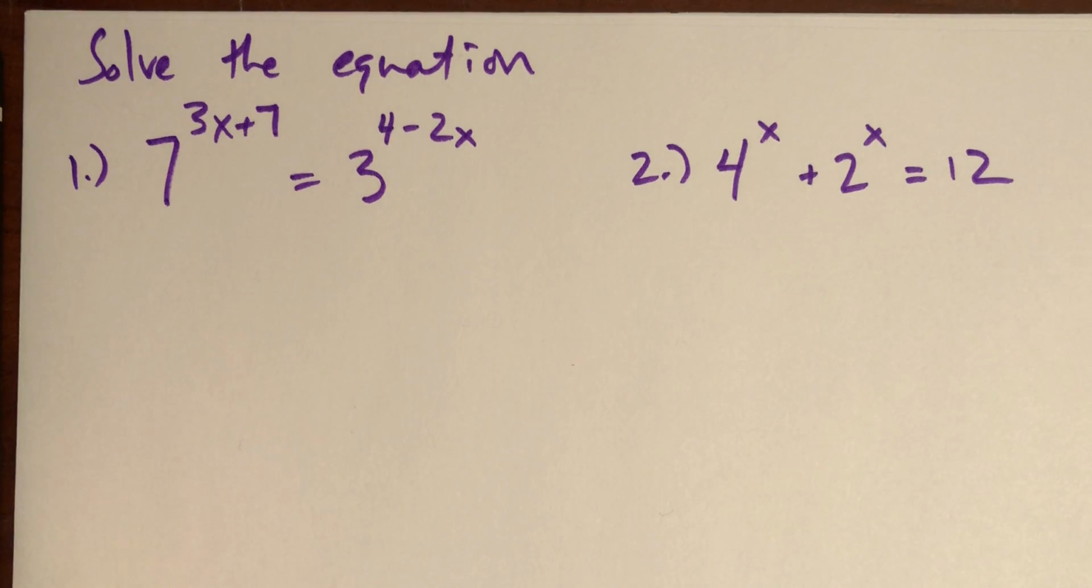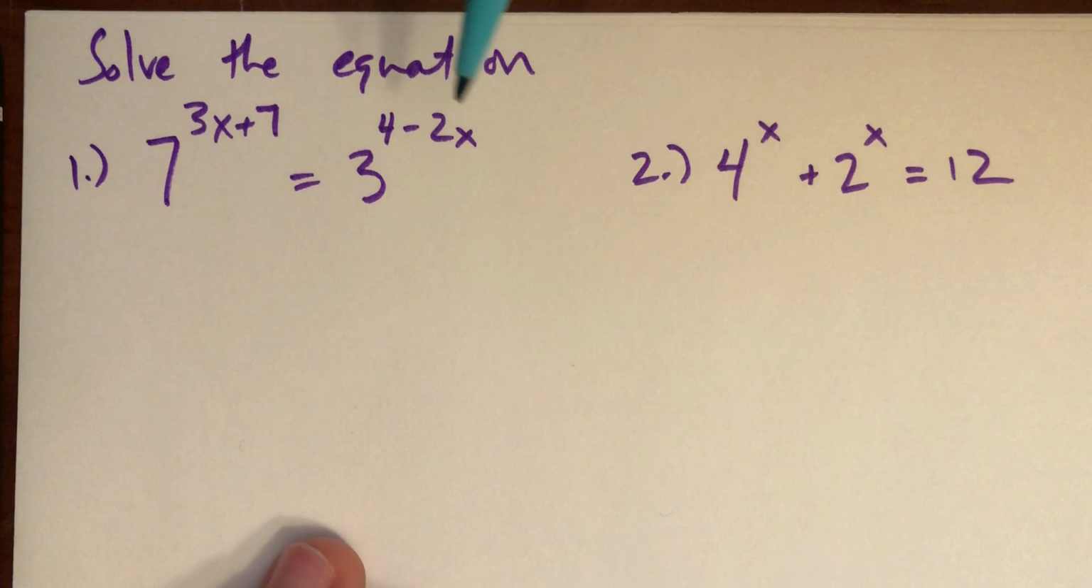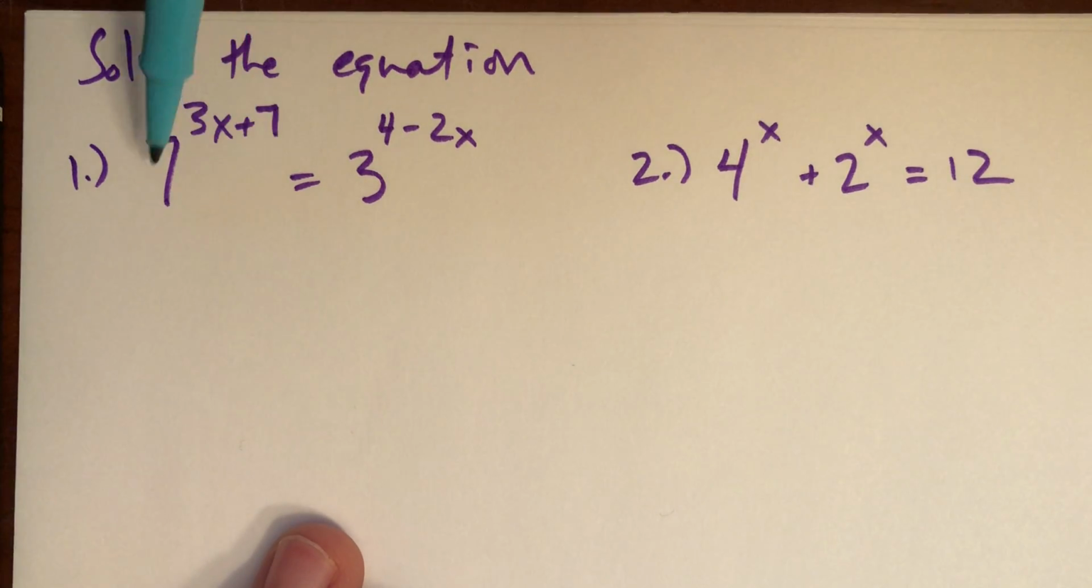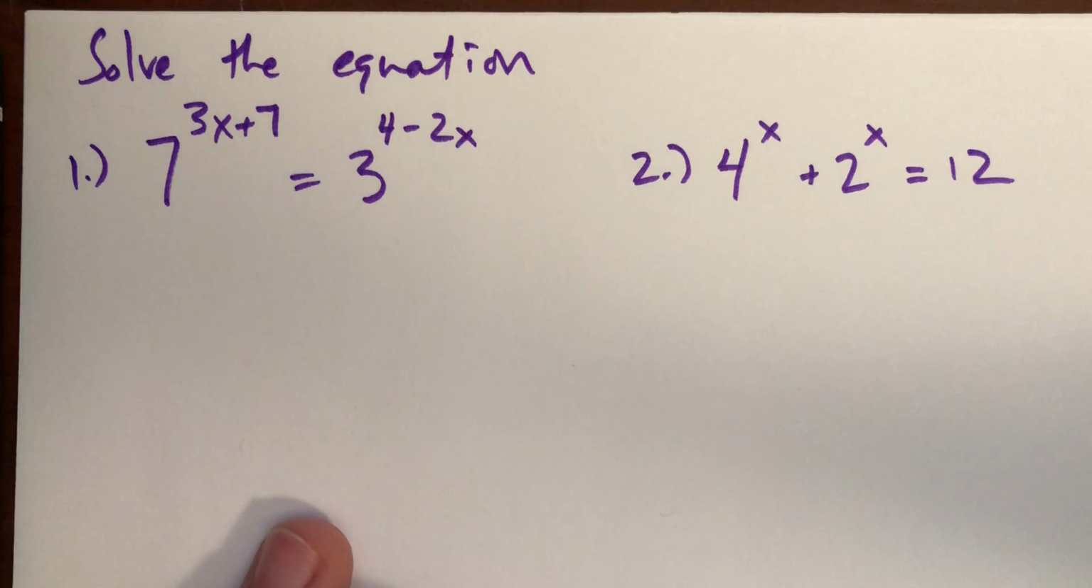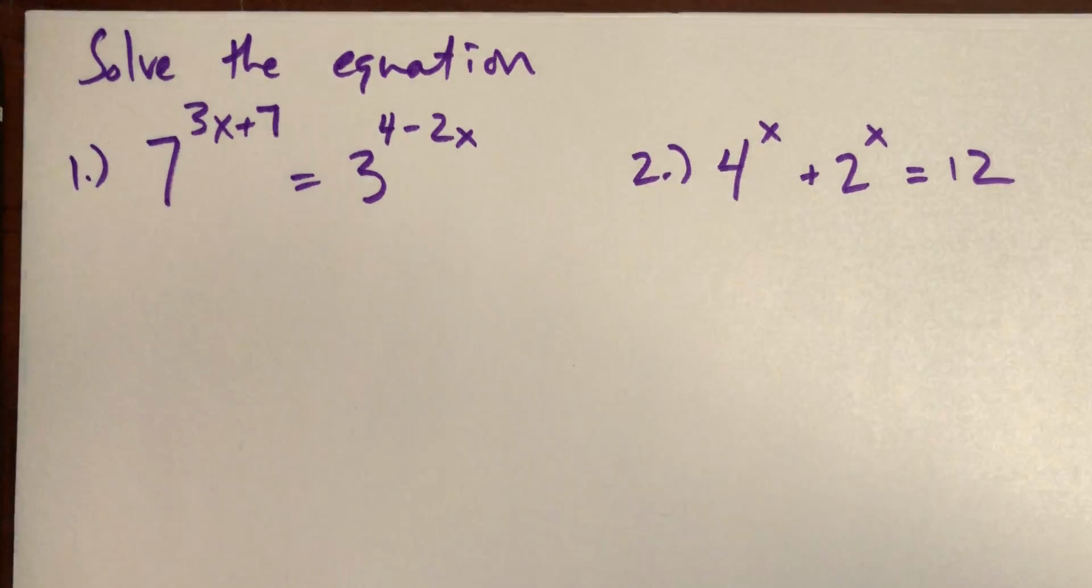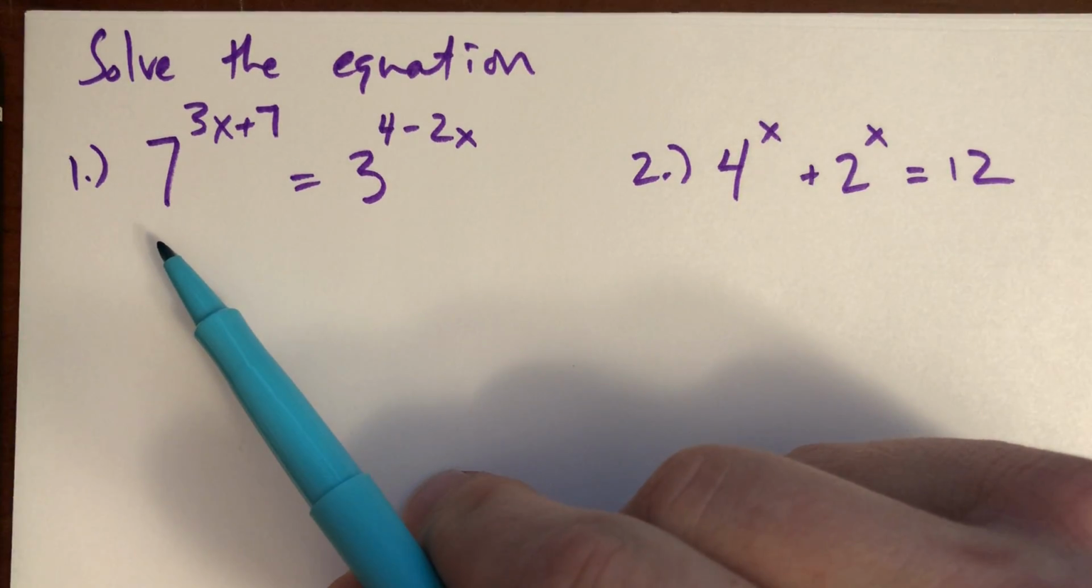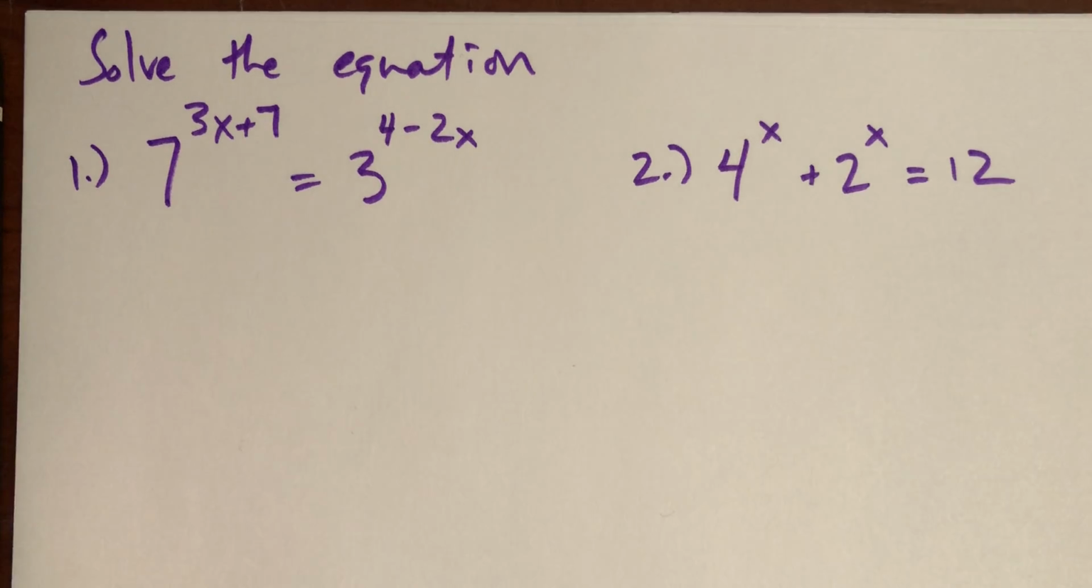Okay, we've got a couple more equations involving exponents. So, exponential equations. In the other video, we wanted to take these and rewrite them so that the base is the same. With the first one, we've got a 7 and we've got a 3. So 7 is not a power of 3, so we can't really conveniently write it as one. We're going to have to do something else.